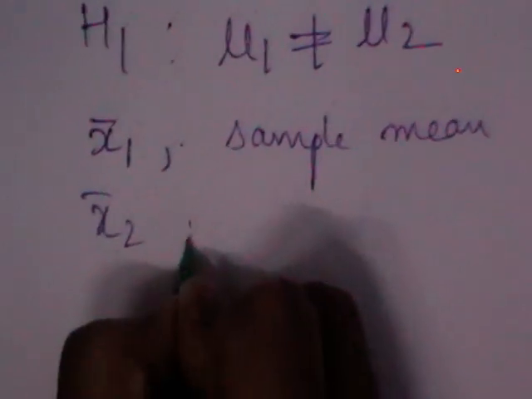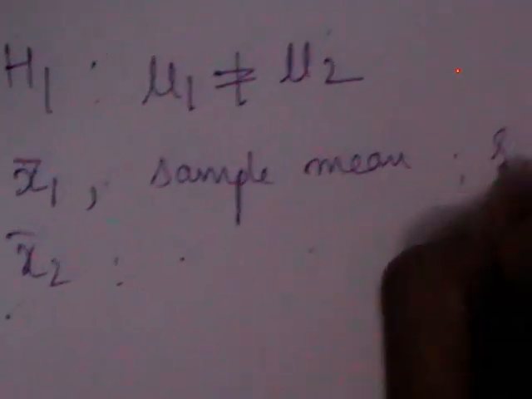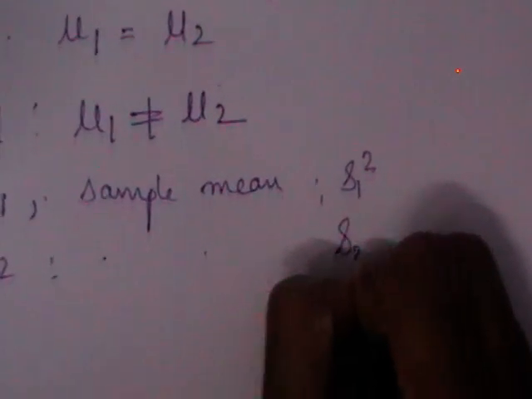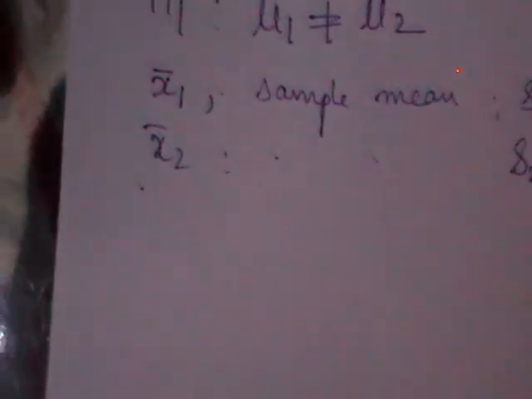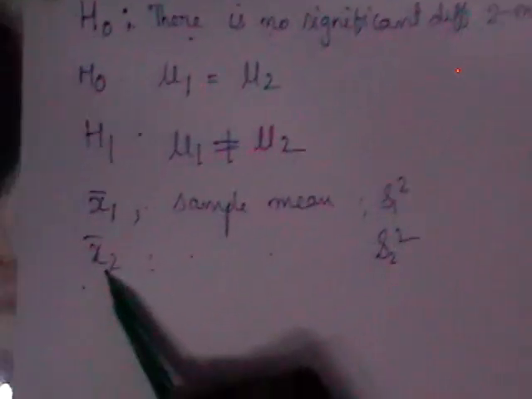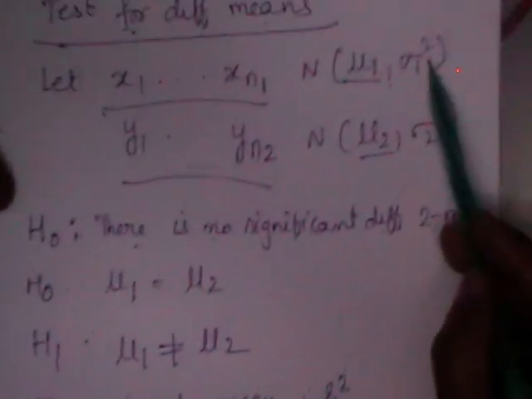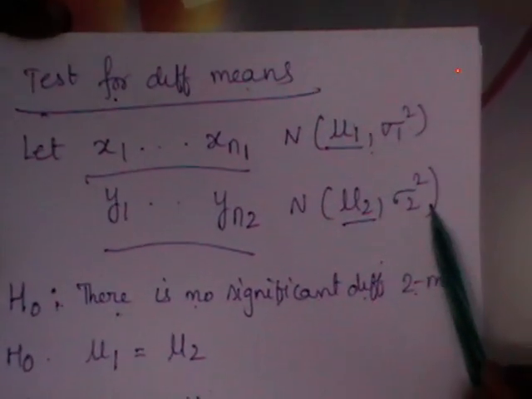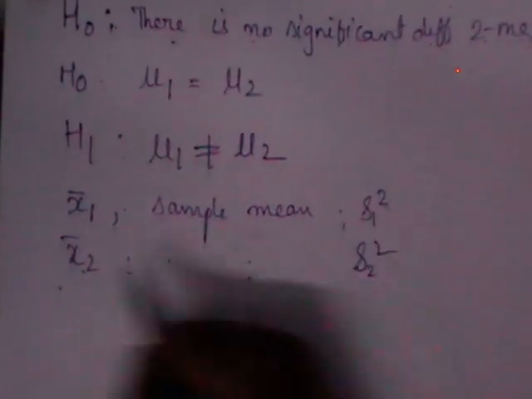X2 bar is nothing but the mean of the second sample. Now let S1 square be the variance of the first sample and S2 square be the variance of the second. Here mu1, mu2 are the population means; x1 bar, x2 bar are the sample means; sigma 1 square, sigma 2 square are the population variances, and these are the sample variances.